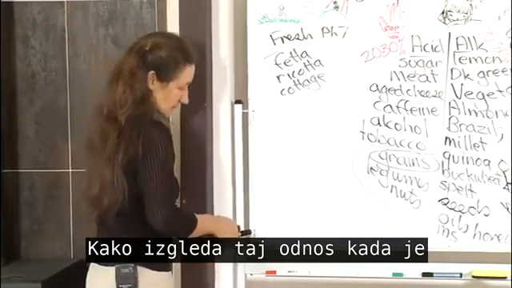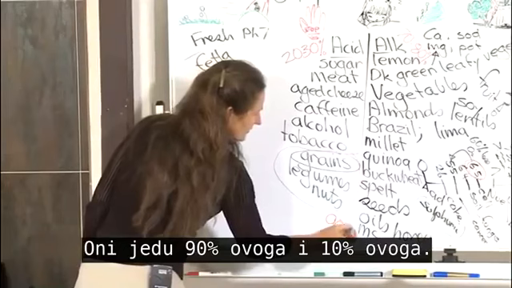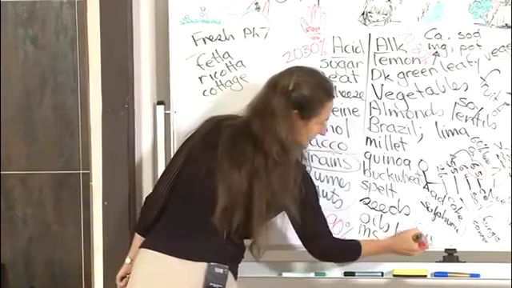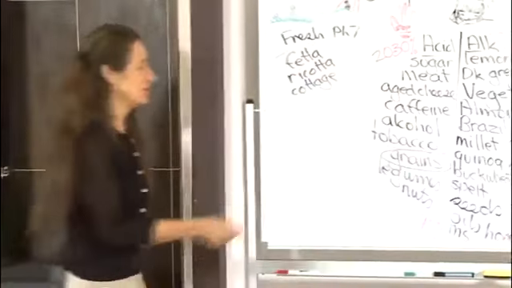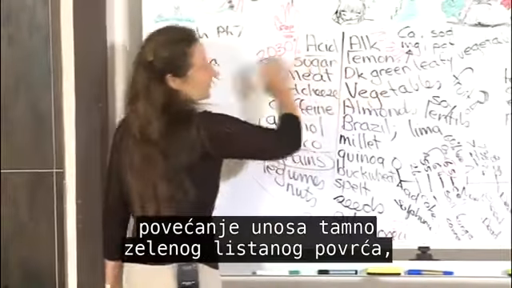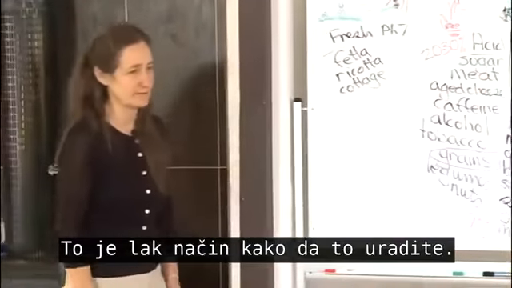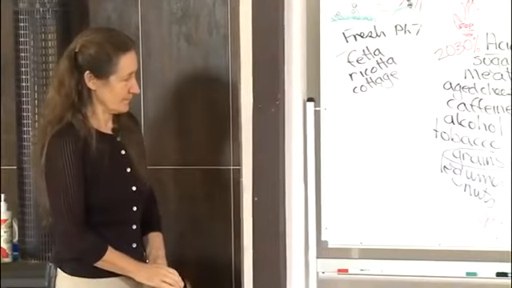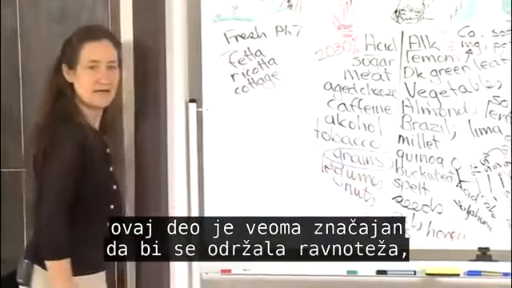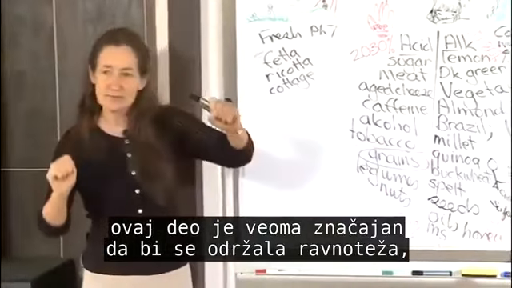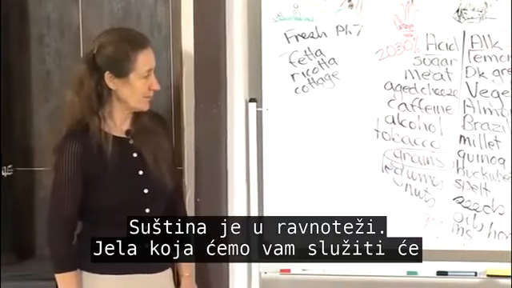What would most Aussies' ratio be? 90%, 10%? One of the easiest ways to shift the ratio is to increase the vegetables. Increase the dark, green, leafy vegetables. That's an easy way to do it. You see, it's not that this section is bad. This section is very important to keep the balance, because you don't want to go too alkaline either. It's all a matter of balance.